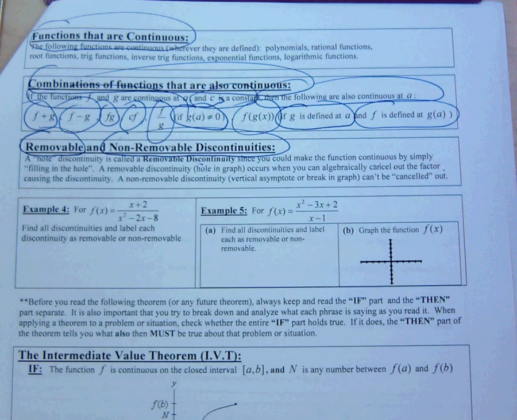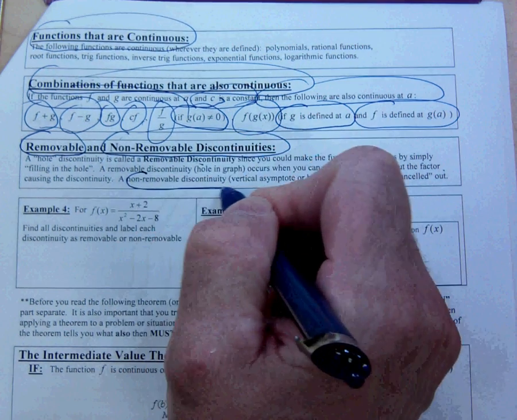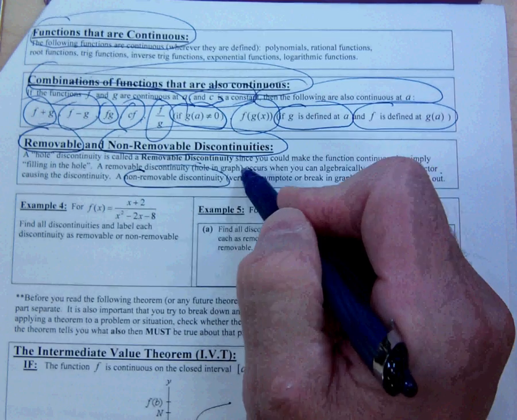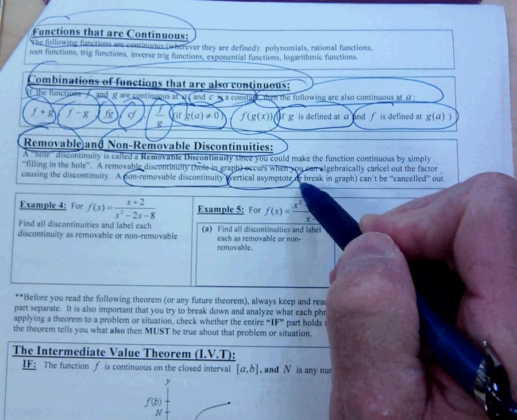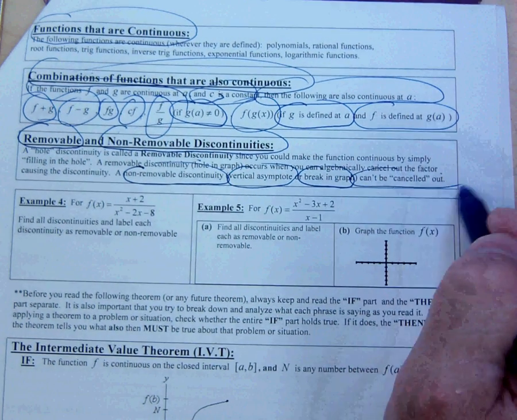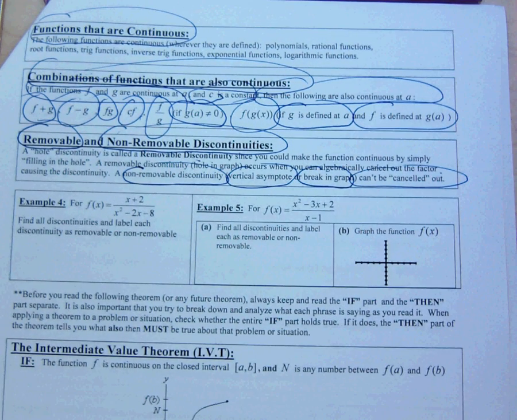Now, what about a non-removable discontinuity? What falls into the category of a non-removable discontinuity, guys? Think about it. A vertical asymptote or a break. Those are the types of discontinuities that would be non-removable, because they can't be canceled out, so to speak, algebraically. I think you'll see this a little better after I do examples 4 and 5.